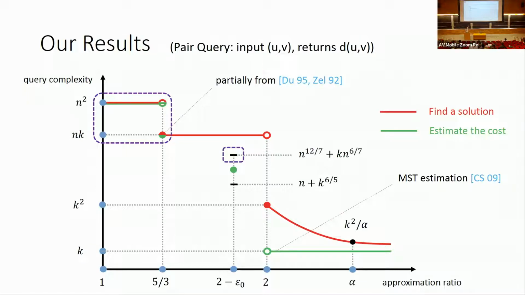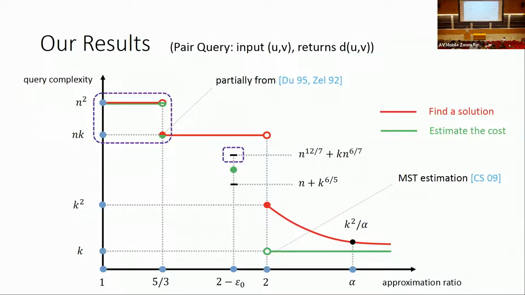Whenever there's a line segment, it means we have proved both upper and lower bounds that match, in order to achieve this range of approximation. So these are all tight bounds. Let's look at the results. There are two phase transitions happening, and also some separation between the green and red ones. The first separation, a phase transition phenomenon, happens at 5/3 approximation.